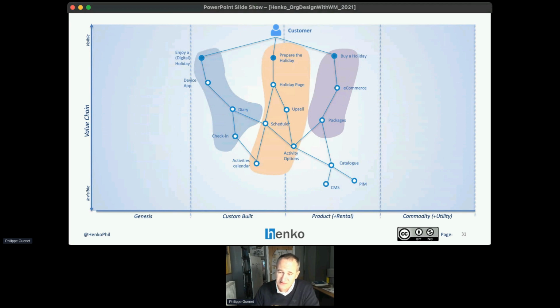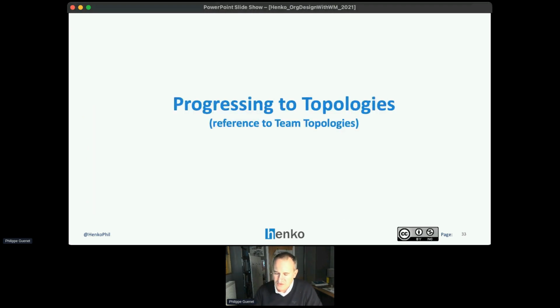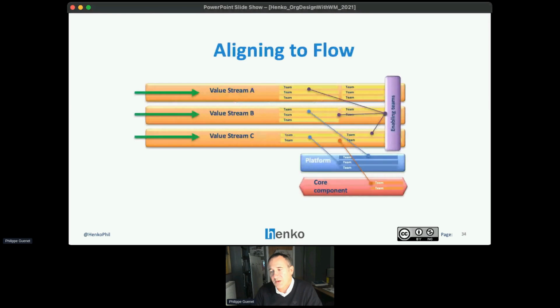So here you start identifying some value streams, and interestingly, you start also where things join up. You have a genuine question: is that an ownership in a value stream, maybe, or is that an ownership that could be at a platform level? And what sits in a platform, what sits actually in the value stream? And progressing to the topologies, using the reference around Team Topologies and the naming of Team Topologies here.